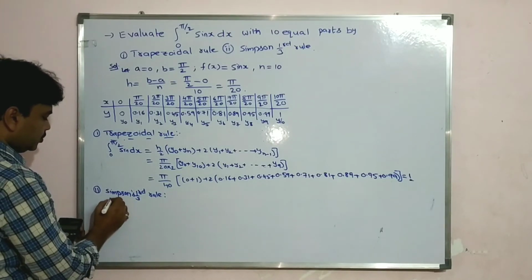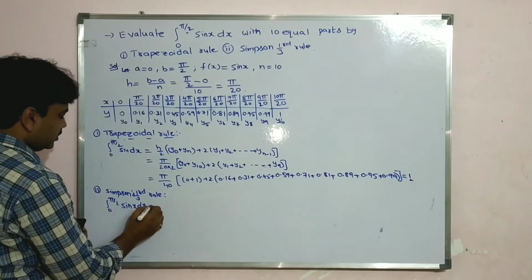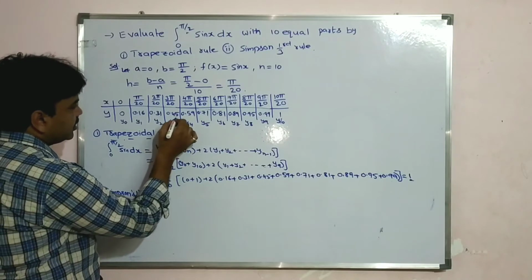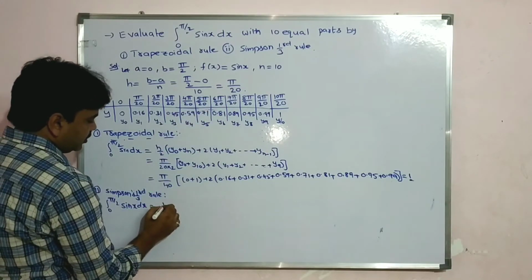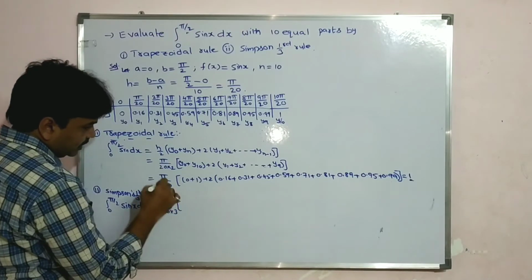Integral 0 to pi by 2 sin x dx is equal to h by 3, students. What is the h value? It is pi by 20. So pi by 20 into 3, students, into h by 3.